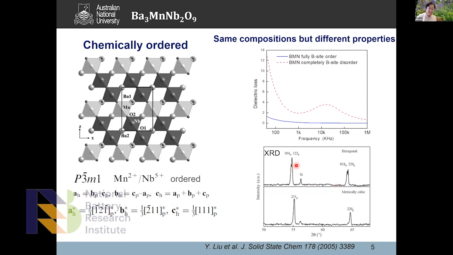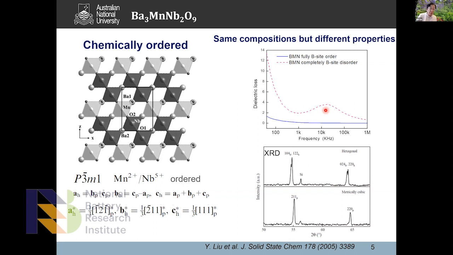After that, I looked at the structure and composition. I found that all the property values are located within this envelope, with one extreme case like that, one like that, and the rest in between. Later I found this was related to two structures: one fully chemically ordered on the B site, and one completely disordered.